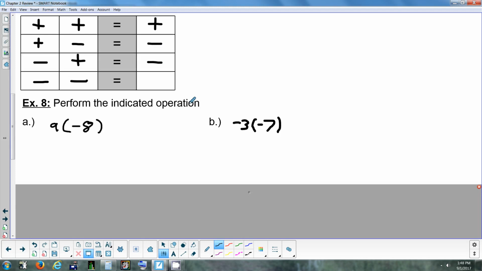And now last but not least, Mallory's going to help me out. Negative, negative. Positive. That's better. Remember, the only time it's going to change is with a negative and a negative. If it's positive, positive, it's not a negative. Can't say it enough.